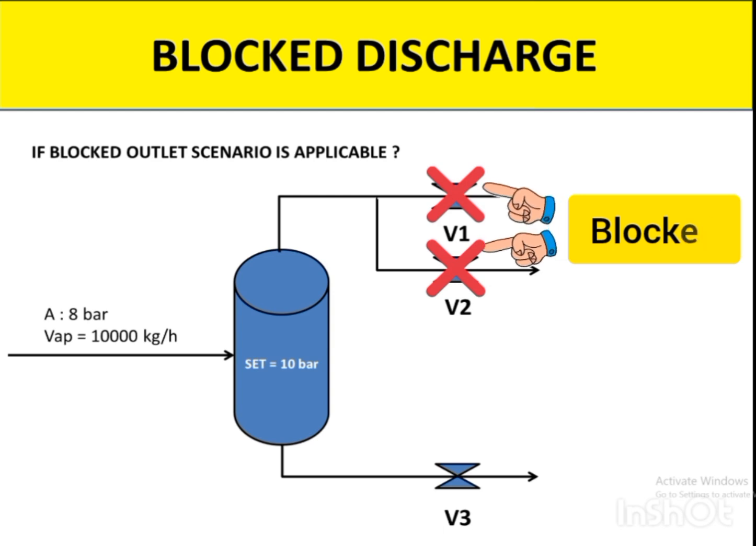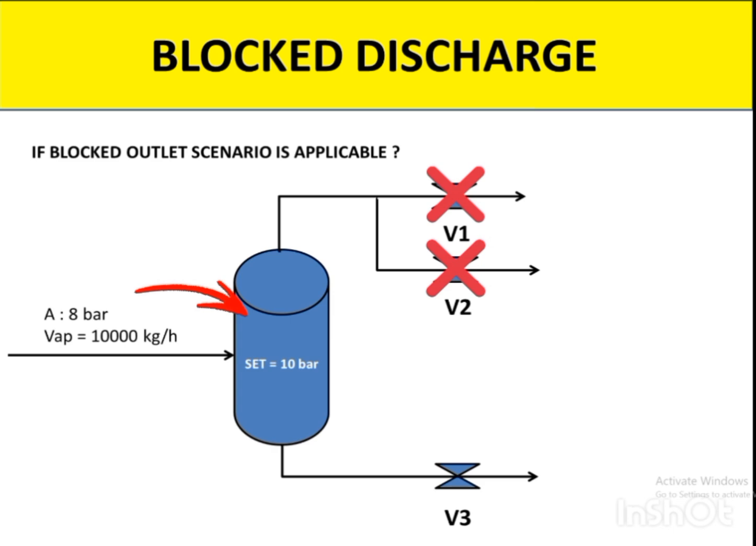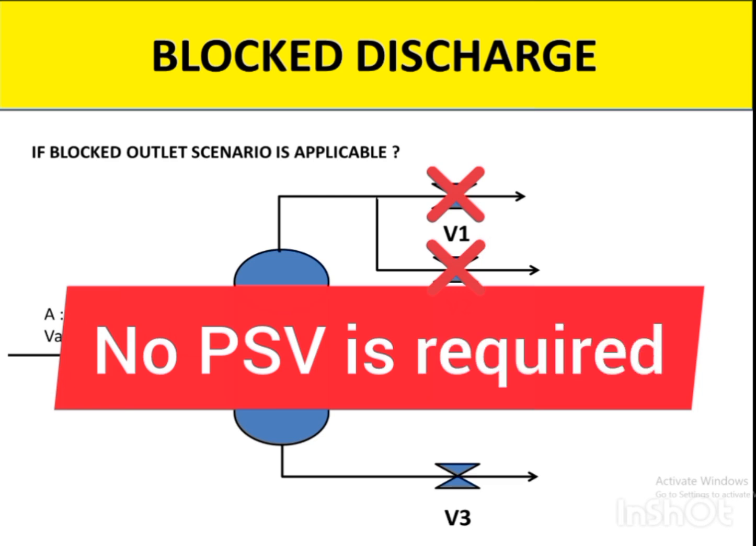Absolutely it's not, because the vapor pressure is 8 bar, and when it goes into the vessel, it can pressurize the vessel up to 8 bar, while the set pressure of the vessel is 10 bar. So in this case, the block discharge is not applicable.